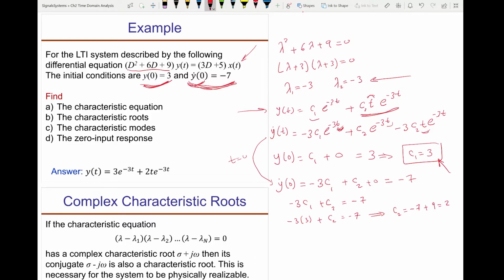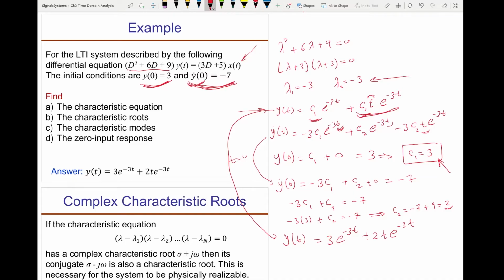So the final solution then will be, you go back to the original equation here, and y of t, plug in c1 equals 3, that's equal to 3 e^(-3t), plug in c2 equals 2, plus 2t e^(-3t), and that's the answer.